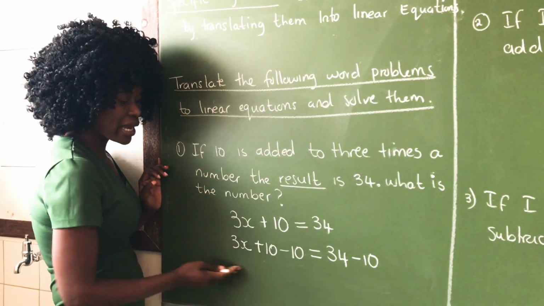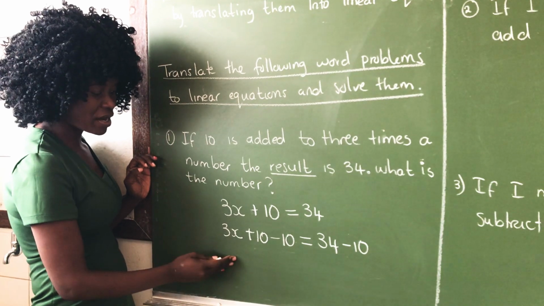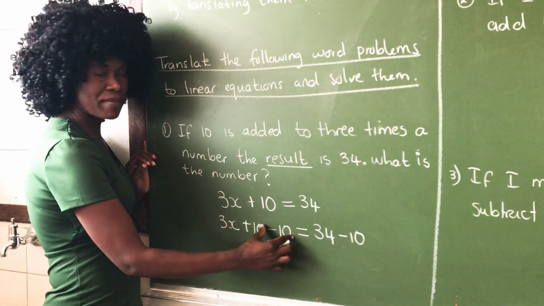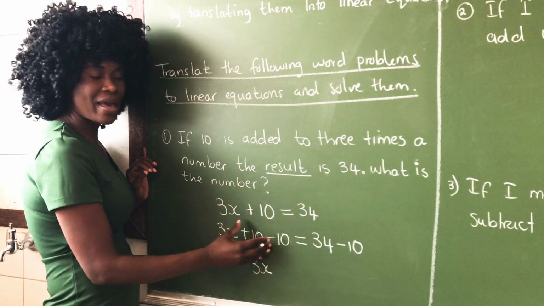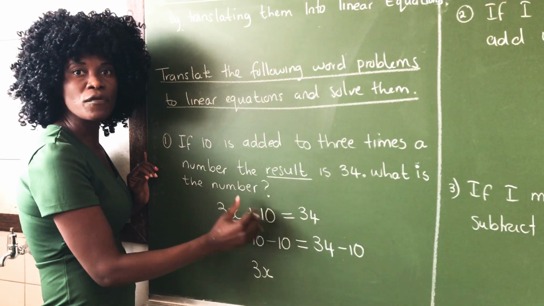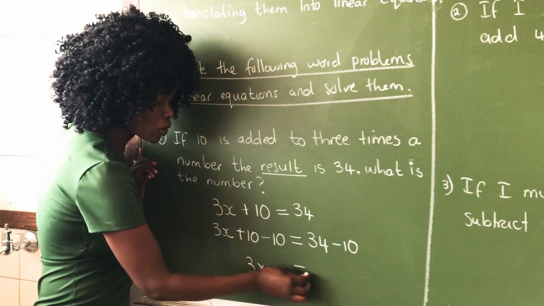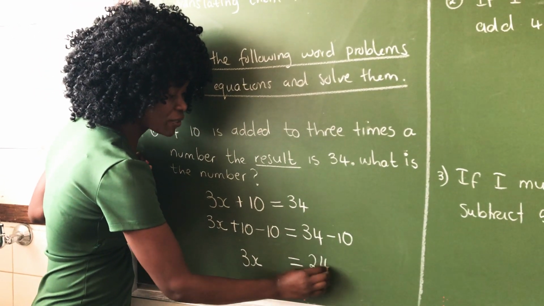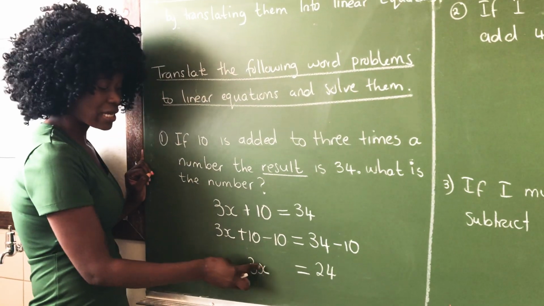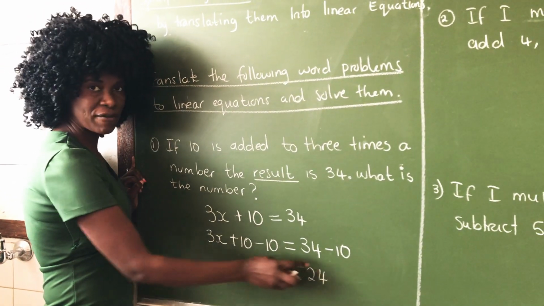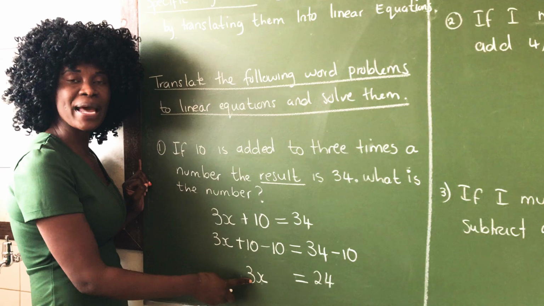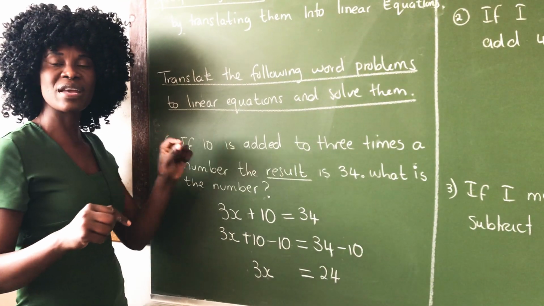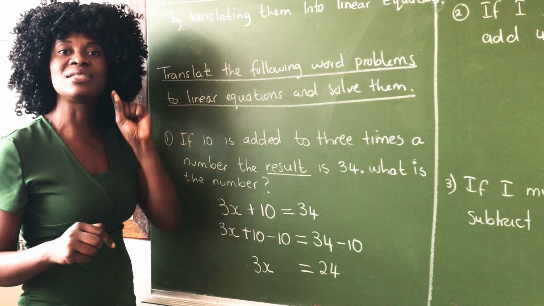So working it out, starting from the left side, we bring down the 3x, positive 10 minus 10 gives us a 0. So we have now removed the positive 10, we got rid of positive 10. Now 34 minus 10 gives us 24. So at this stage it is 3x equals 24. So 3 multiplied by a number, this is the number that we are looking for. 3 multiplied by this number will give us 24. So what is this number?